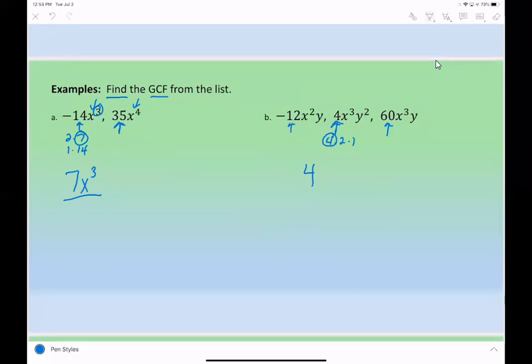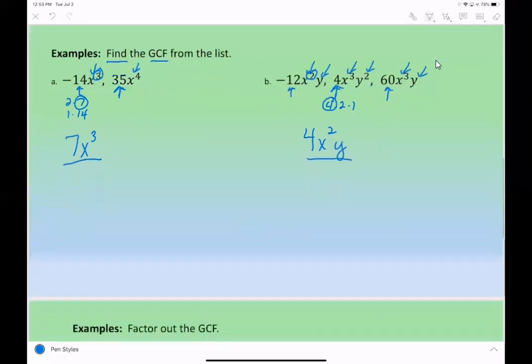Now let's look at these x's. We have x squared in the first term, x cubed in the second term, and x cubed in the third term. So they all have x's. Which is the smaller exponent? 2 is the smaller exponent, so we're going to have an x squared as part of our factor. Now we'll look at y's. We've got a y in the first term, a y squared in the second term, and a y in the third term. So we have y's in all terms. The smaller exponent is 1, so we're just going to take out 1 y as our GCF. So this is the GCF from the list.